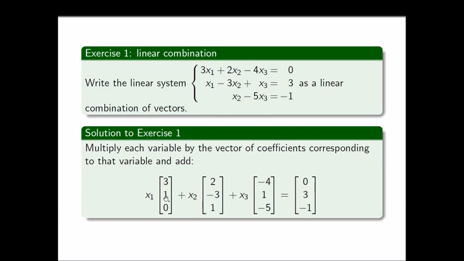So you make a vector (3, 1, 0), and you multiply it to the variable whose coefficients we're working with. Similarly, we have 2, -3, and 1 for x2. So we make a vector of the coefficients and we multiply it with x2. Then we have -4, 1, and -5. We make a vector out of these and we multiply it with the variable x3. And in the end, we have 0, 3, and -1. These are constant terms, so we put them in a vector form, and we leave them as is.